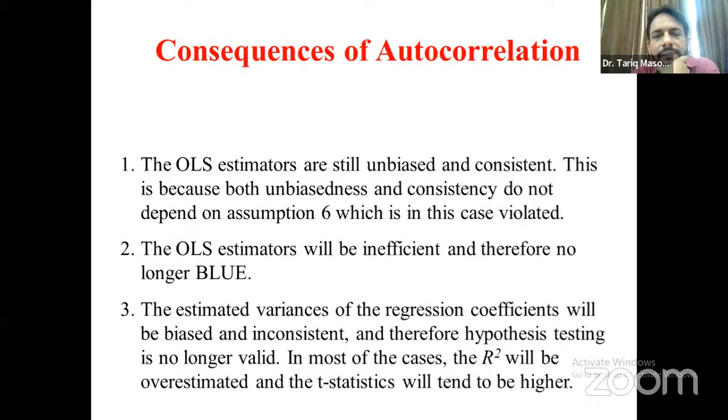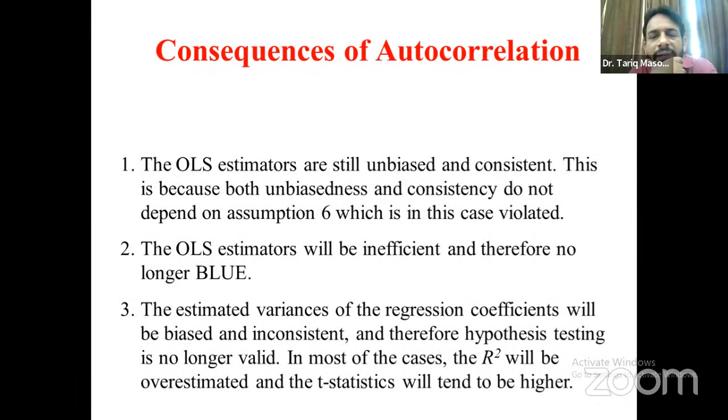Now, what are the consequences? The OLS estimates are still unbiased and consistent, like in the case of heteroscedasticity. This is because both unbiasedness and consistency do not depend on this particular assumption that is violated. OLS estimators will be inefficient and therefore no longer BLUE. BLUE is the best linear unbiased estimator. OLS estimators are best linear unbiased and efficient, but if there is autocorrelation, they are no longer efficient.